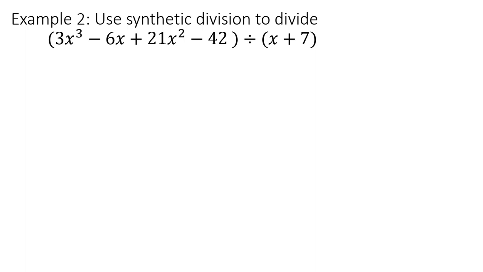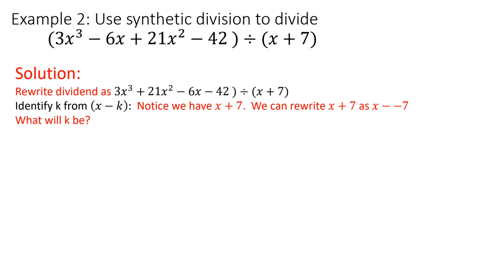We're going to divide this polynomial: 3x cubed minus 6x plus 21x squared minus 42. Just by reading it, we should stop. What do we see that we need to fix first? Well, our polynomial is not in descending order. The terms are not in the right placement for us to do our division. So our first step is to arrange these in the right order: 3x cubed plus 21x squared minus 6x minus 42.